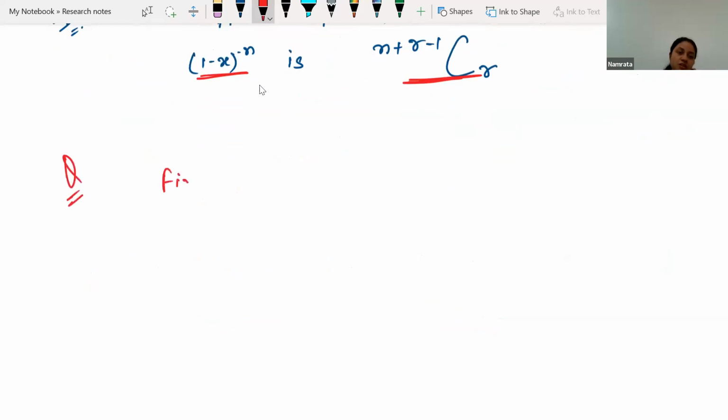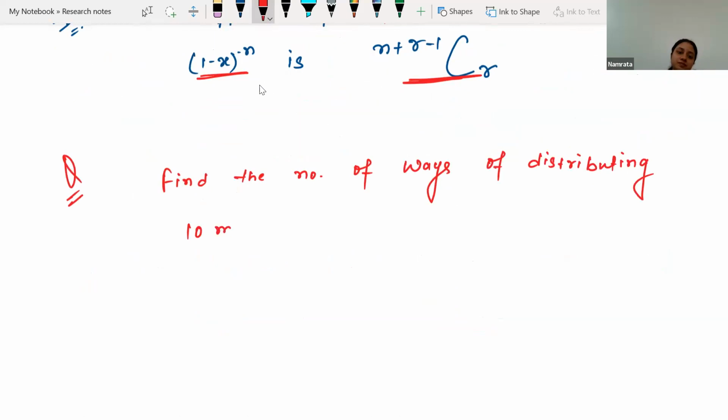Here the question says: find the number of ways of distributing 10 mangoes among 3 students without any restriction.